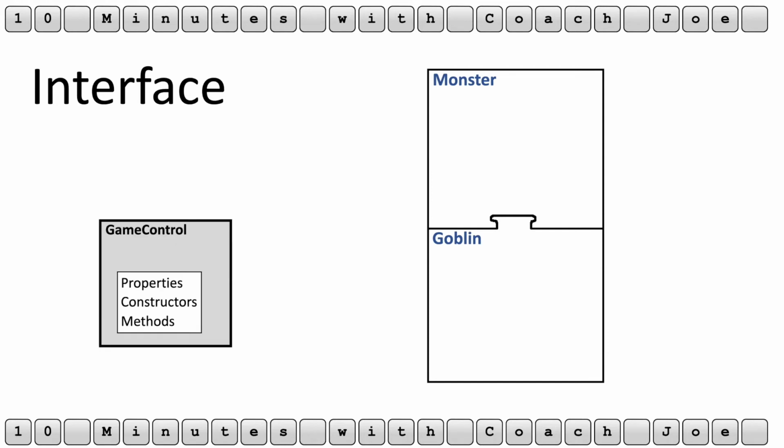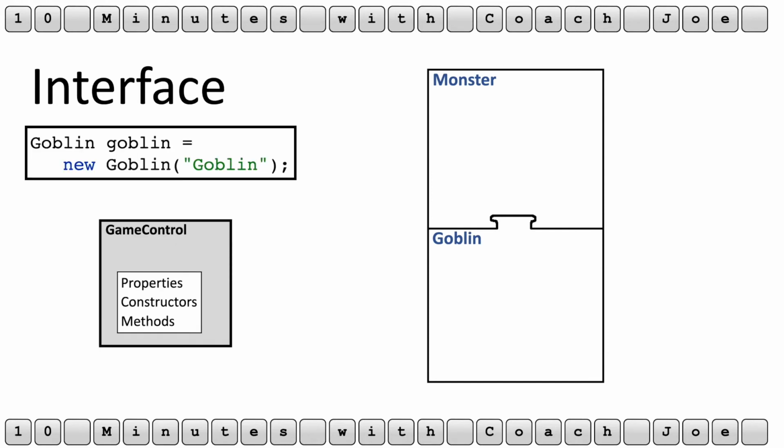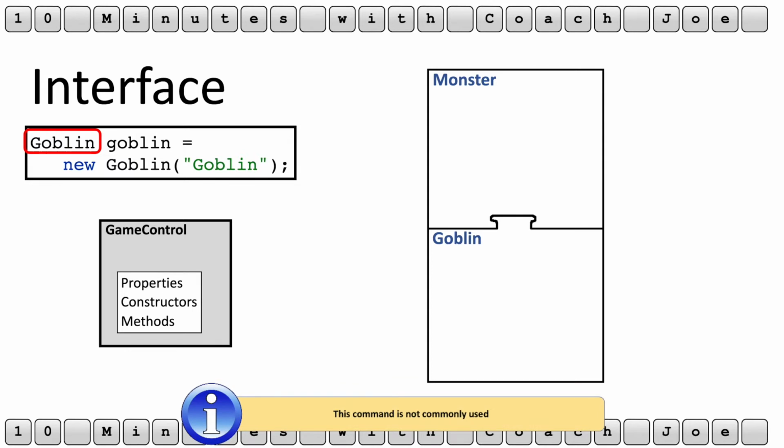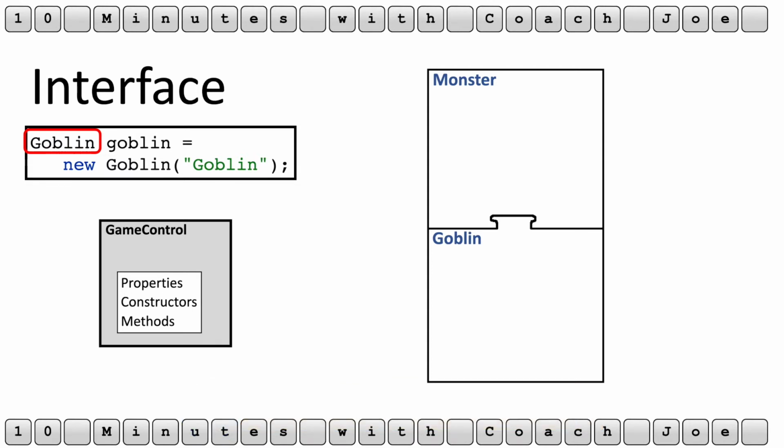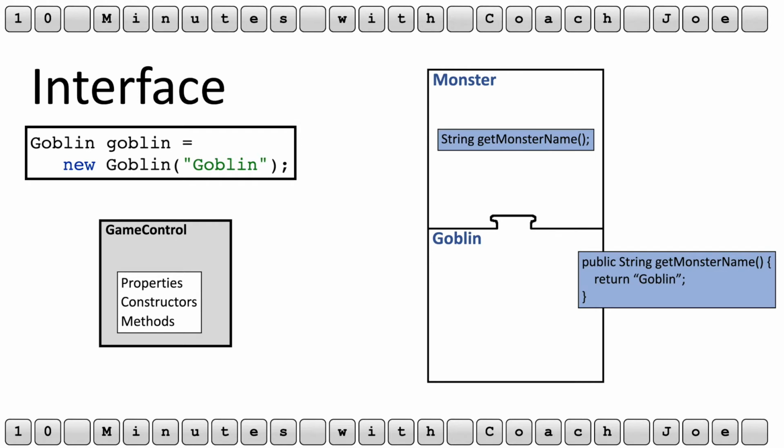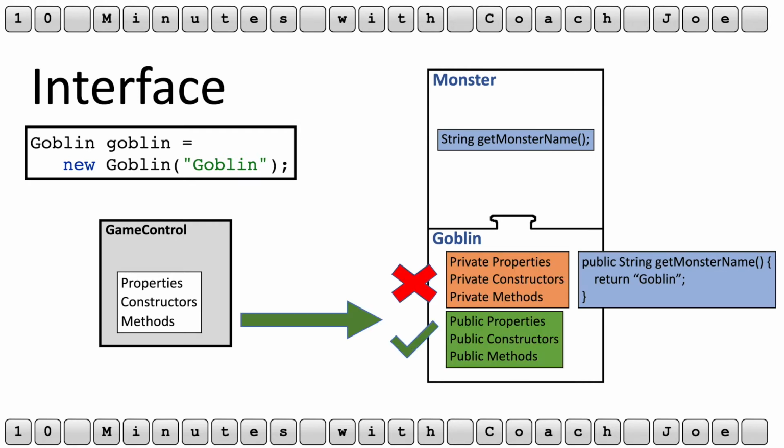Let's imagine there's a game control class that instantiates the Goblin class with the Goblin data type. It is not common to use the Goblin class as the data type, but it is allowed. Using the previous example, let's say the monster interface has one abstract method, getMonsterName. The Goblin class implemented the getMonsterName method. The game control class has access to all the public properties and methods of the Goblin class, including the abstract methods from the interface as they are implemented as public.